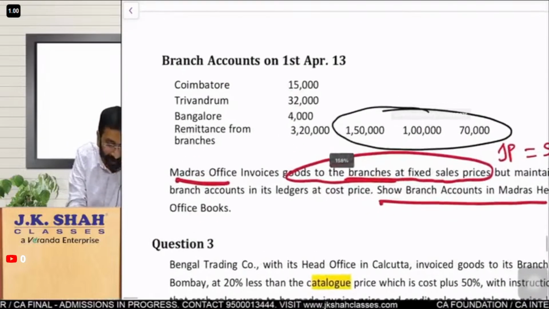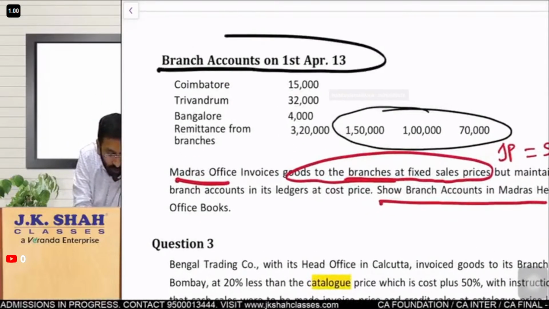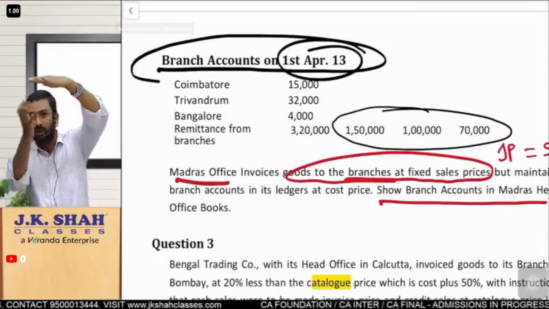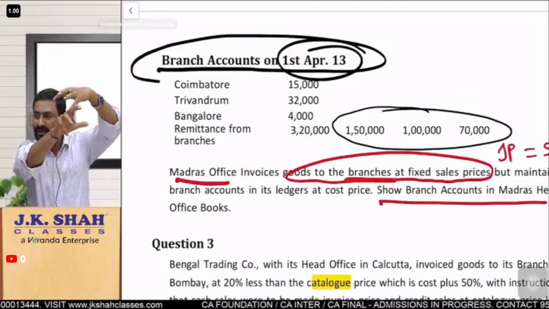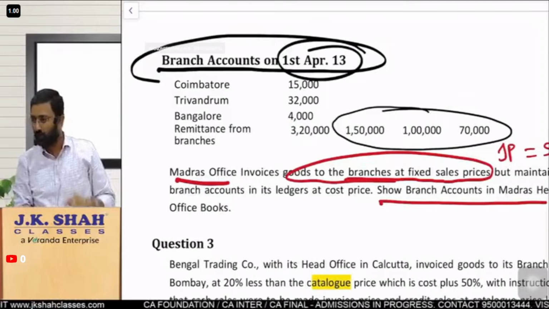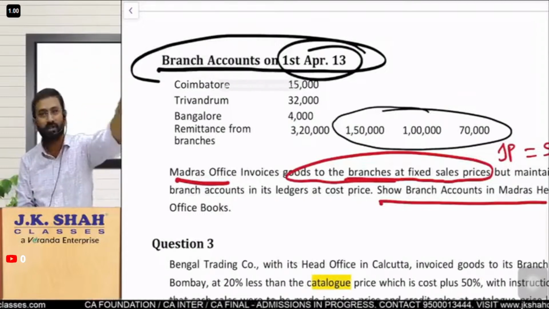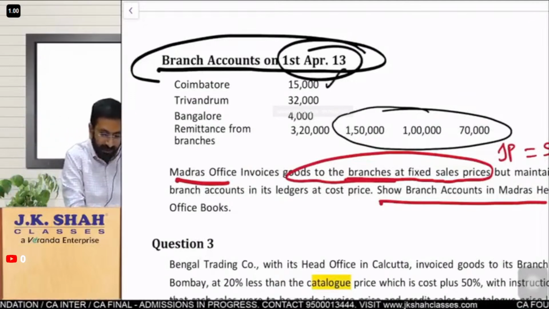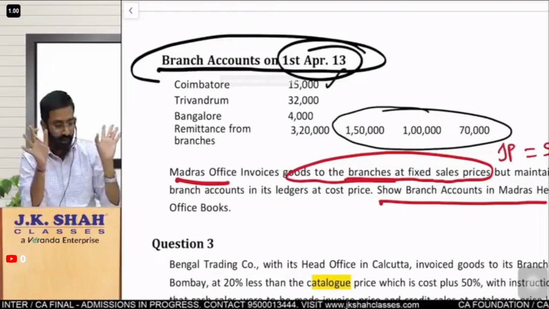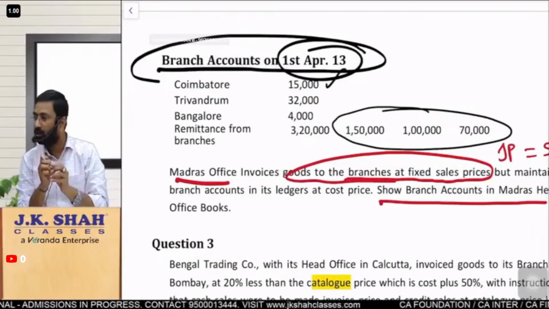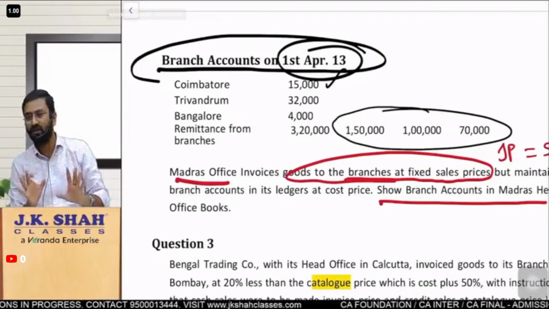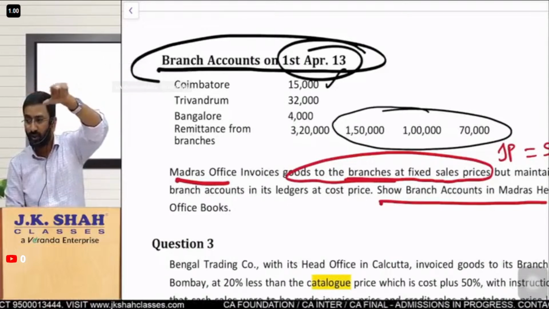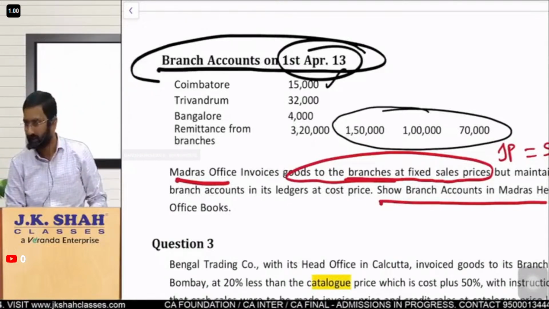Look at this. Branch accounts on 1st April 2013. What is this? Branch account opening balance. And branch account opening balance is nothing but opening balance of all the assets. So normally in a branch account, the opening balance is branch stock, branch cash, and other assets. Instead of giving the breakup, they simply say Coimbatore total assets 15, Trivandrum total assets 32, Bangalore total assets 4,000. So we know the total assets of each branch. But when you prepare the branch account, you cannot show the total, you have to show the breakup. Understanding? So let's start doing now.